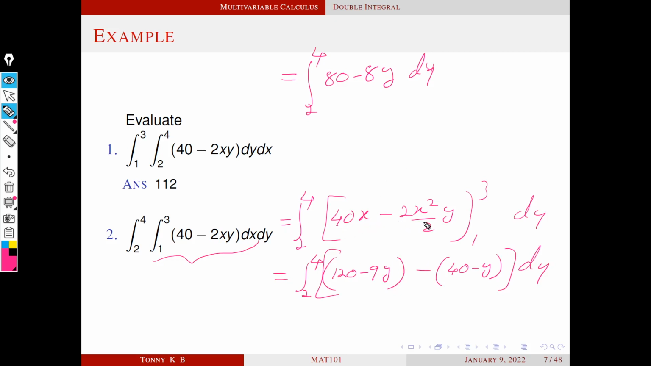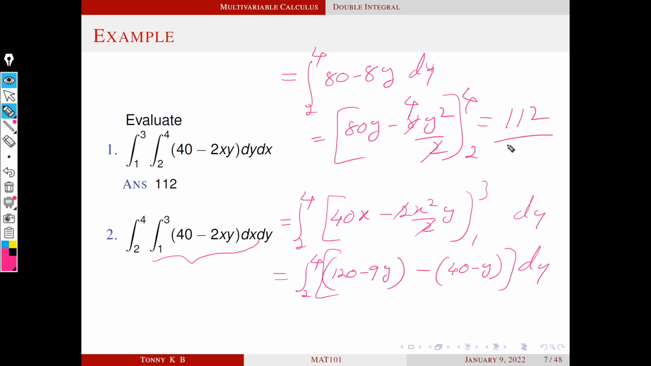Okay, this is 40x minus 2x square by 2 y, because we can treat y as a constant. Clear? And you can cancel these two and substitute the upper limit and lower limit for x. So like this, again you can simplify this inside function. So this is 80 minus 8y dy 2 to 4. Then next we have to integrate this with respect to y. So 80y minus 8y square by 2. So this becomes 4. Then you substitute upper limit and lower limit. Again this is equal to 112. The same answer. Clear? So both give the same answer.